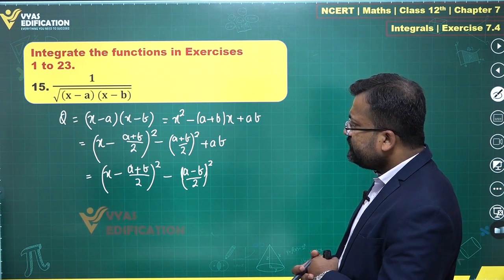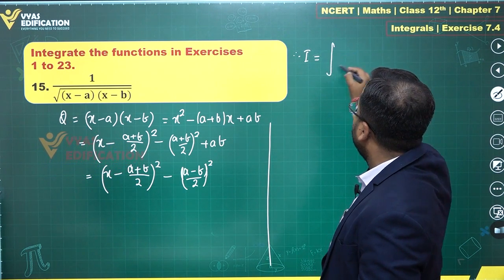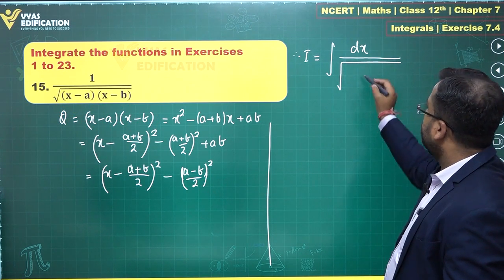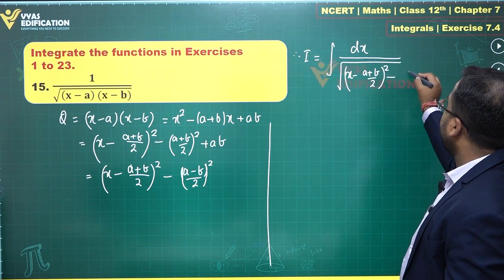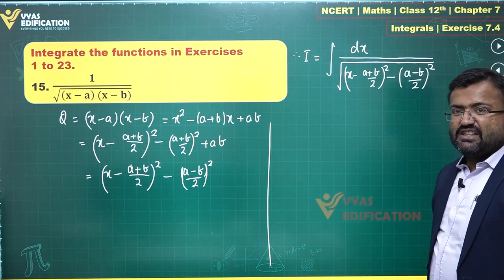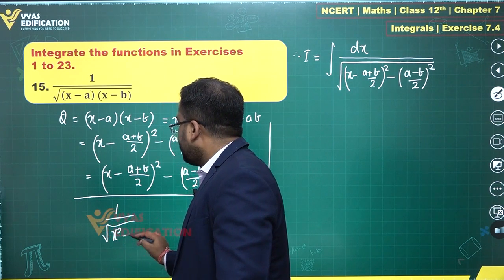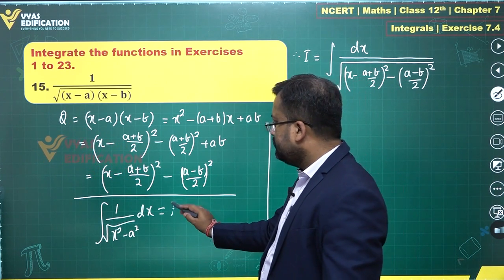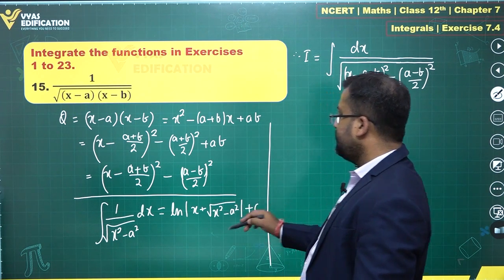Once we are clear with this much, I can be written easily. Therefore I is equal to the integral of dx upon under root of this whole expression, which is (x minus (a plus b) by 2) square minus ((a minus b) by 2) square. This is similar to x square minus a square. And what is the formula for the integral of 1 upon under root of x square minus a square dx? This goes into log, plus constant. This is the formula that we need.